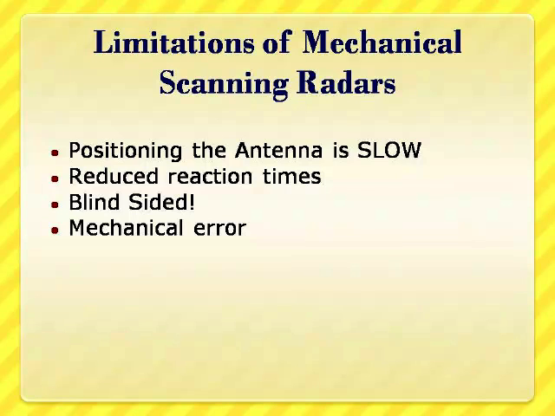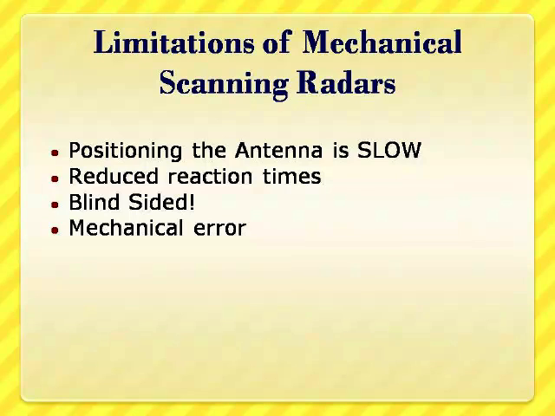The third one is blindsided. That means if the antenna is looking at a particular direction, what is happening in the other directions cannot be observed by the radar system. The fourth one is mechanical error. That means the pointing direction you have fixed, say, is at 15 degrees. It may be within 0.5 degrees on either side, but may not be exactly at 15 degrees because of the mechanical movement involved or the backlash errors that are likely to crop in.